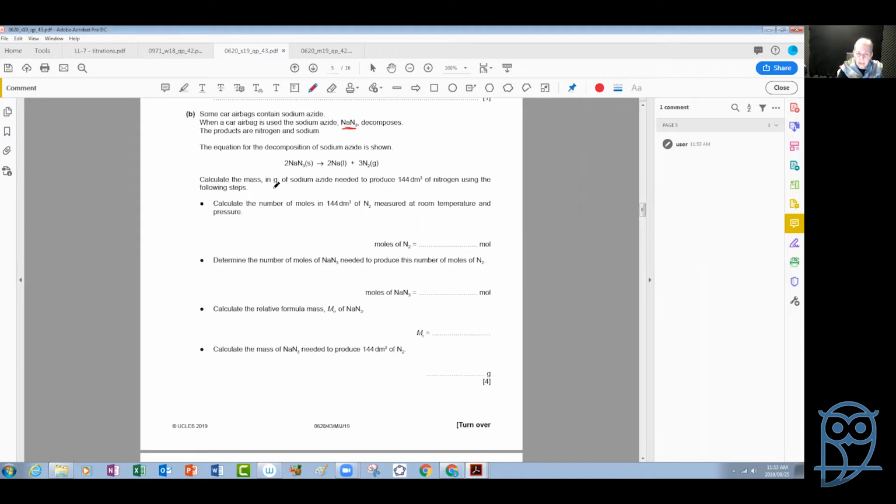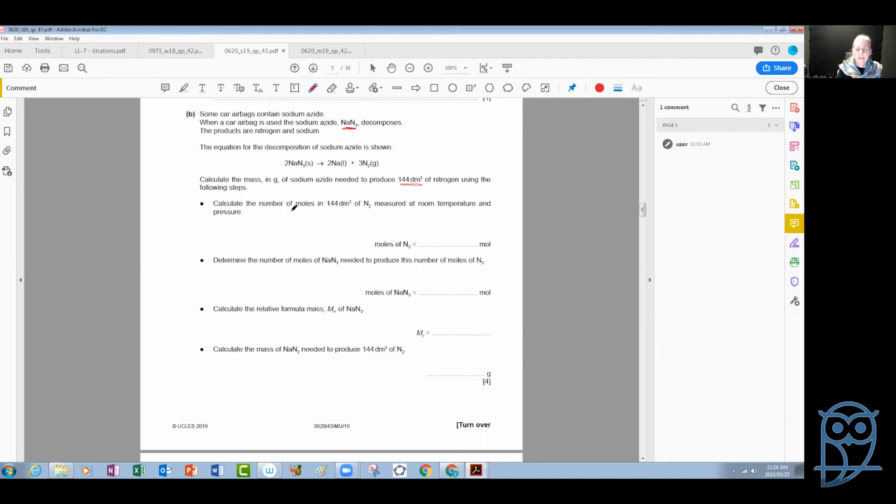Calculate the mass in grams of sodium azide needed to produce 144 cubic decimeters of nitrogen using the following steps. Now, again, they tell us the steps to follow until we end up with the final answer, which is to calculate the mass in grams. So actually, it's not really hard to solve. We just need to follow step by step what they tell us, and we are not going to get stuck.